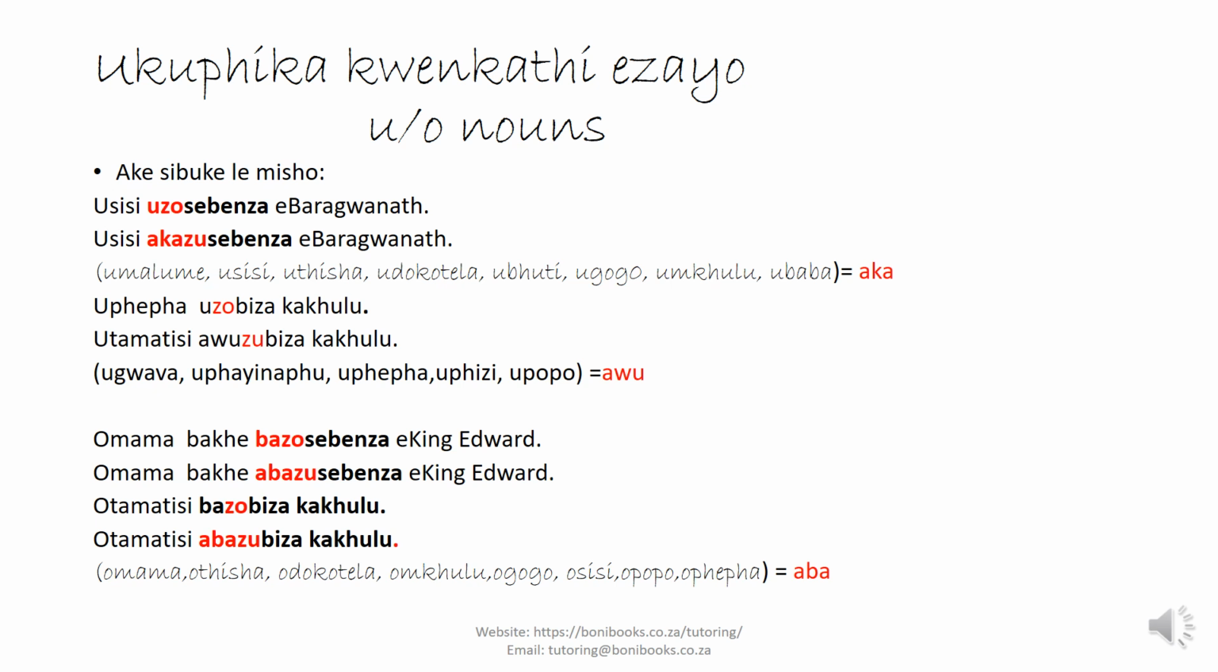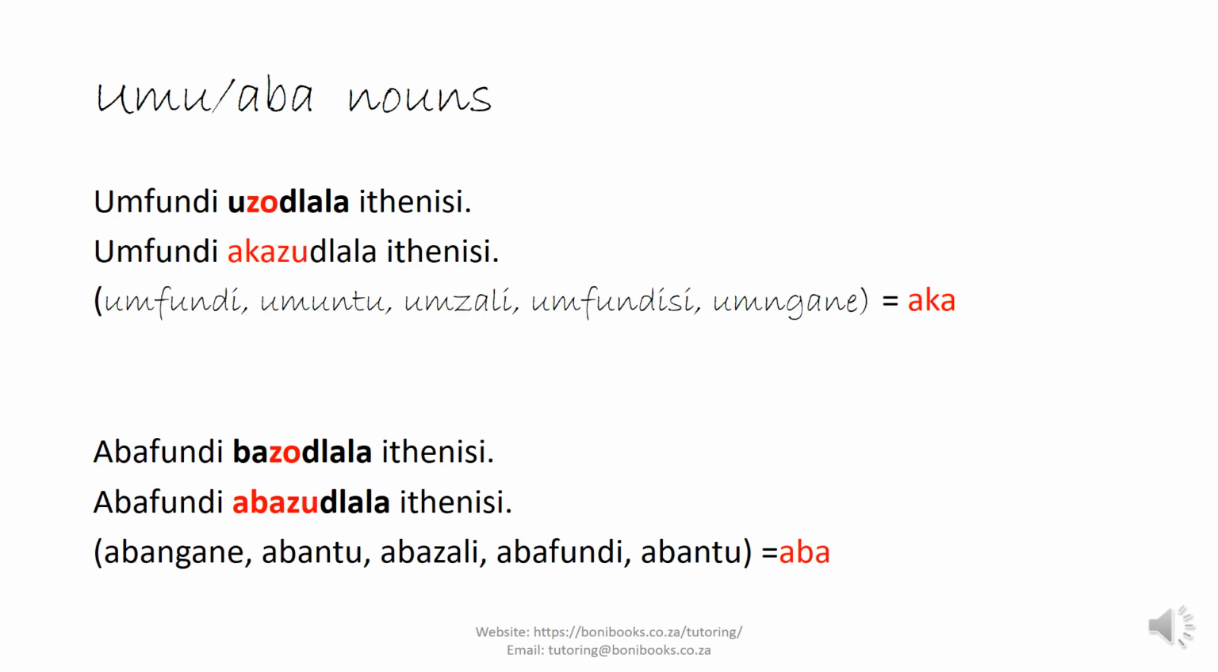What if this noun is not a human being? Upepa uzobiza kakhulu. Then you say upepa awuzubiza kakhulu. Omama bakhe bazosebenza eKing Edward. Omama bakhe abazusebenza. Otamatisi bazobiza kakhulu. Otamatisi abazubiza kakhulu. Okay, let's look at the next noun group. If it's a person, say umfundi uzodlala itennis. And we say umfundi akazudlala itennis. We say aka because umfundi is a human being.